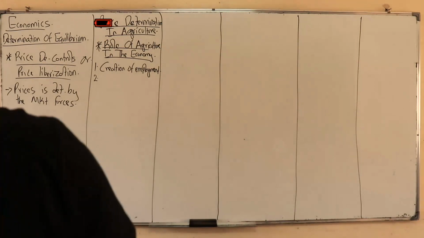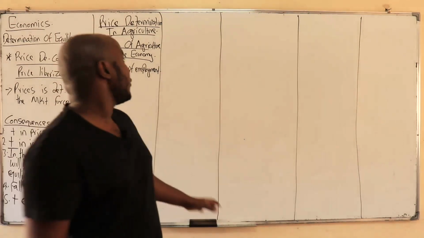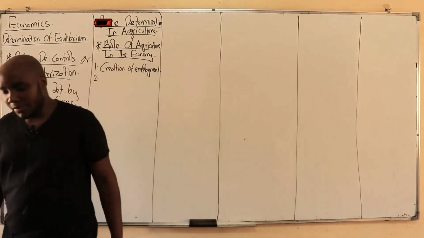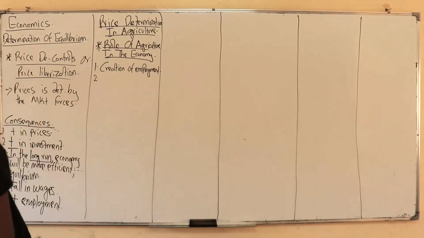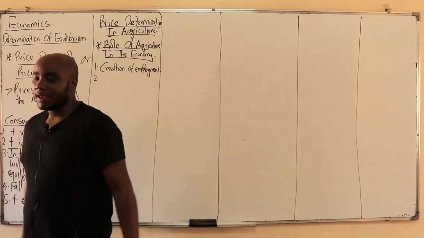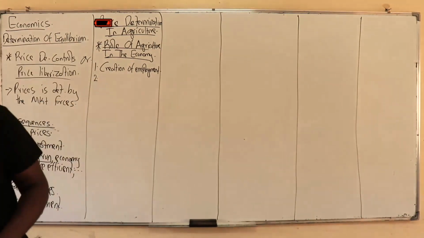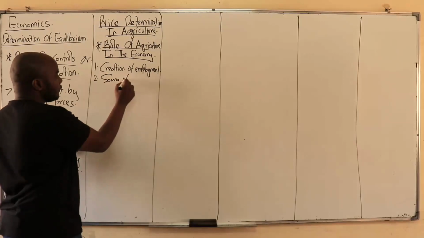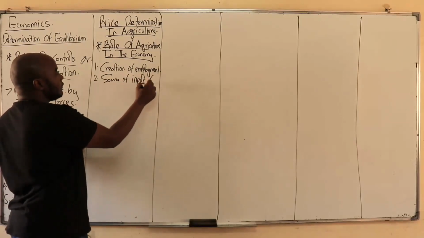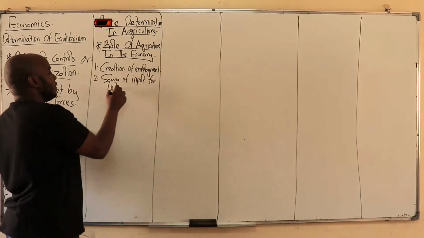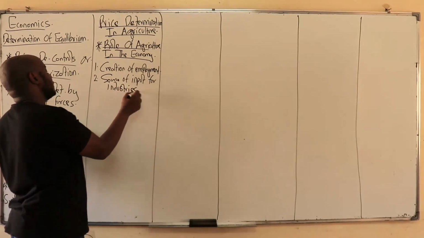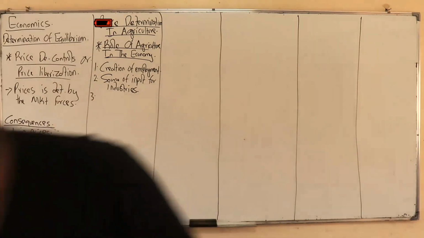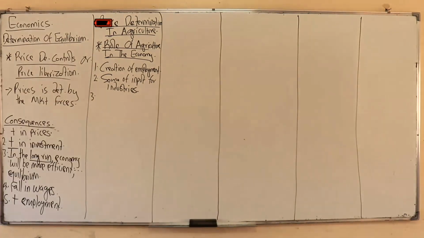And when we are talking about the role of agriculture, number one, we have been told here by our colleague that it creates employment. And number two is that it's a source of input for industries.